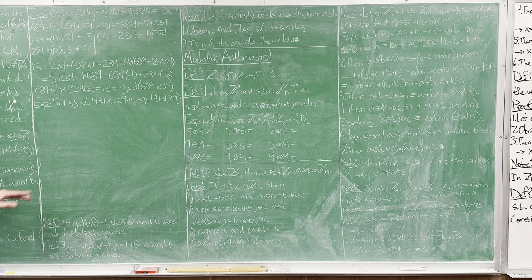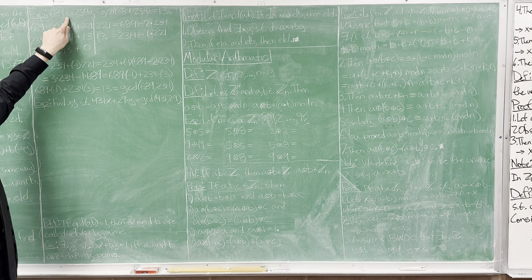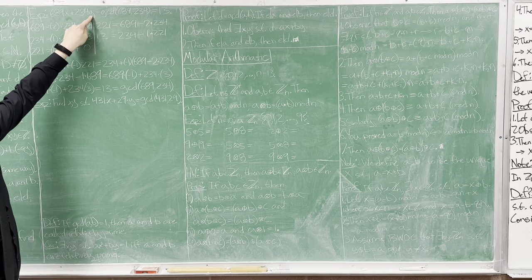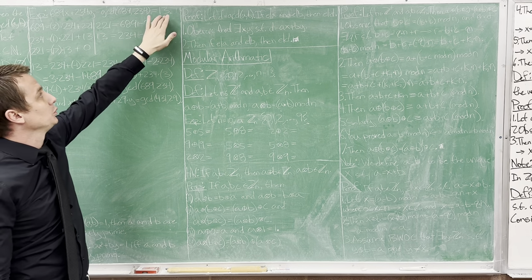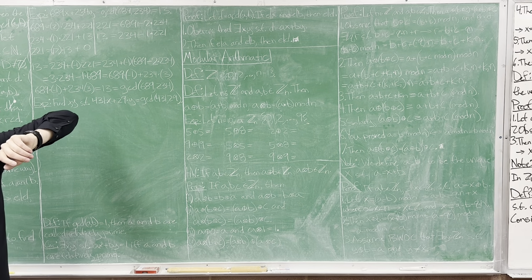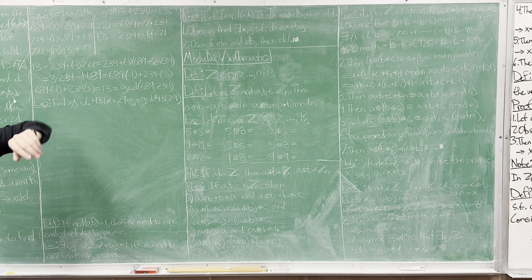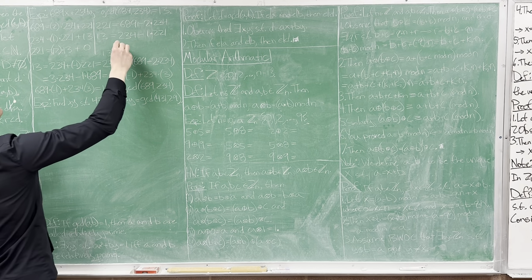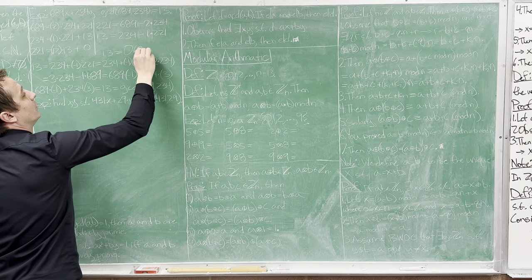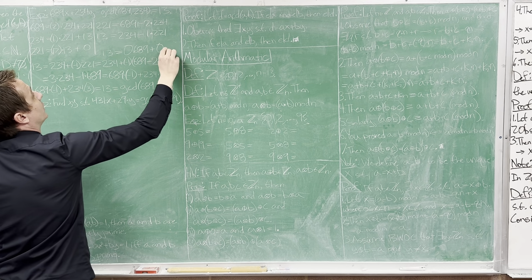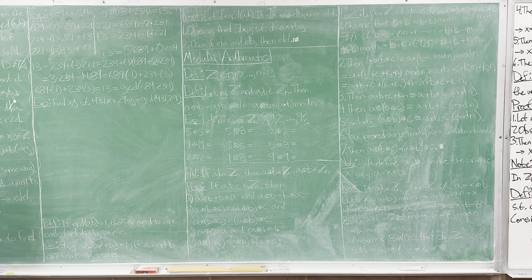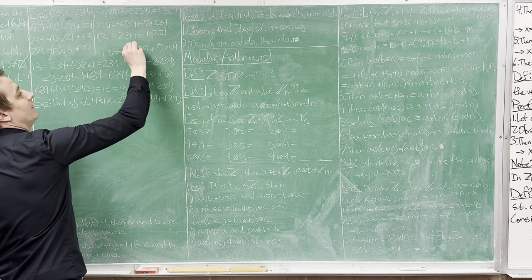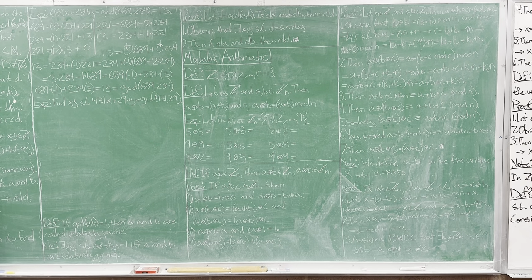Okay. Now, what am I after? I'm after how many 689s and how many 234s I need such that their sum is equal to 13. One's going to be positive, one's going to be negative. So I'm looking for 13 equals some number of 689s plus some number of 234s. That's what I'm trying to figure out: the numbers that you put here and here. Those are just circles, placeholders for some number.